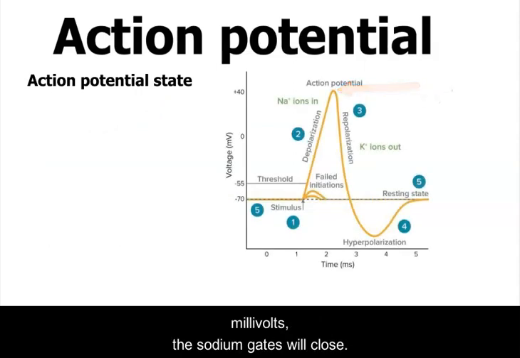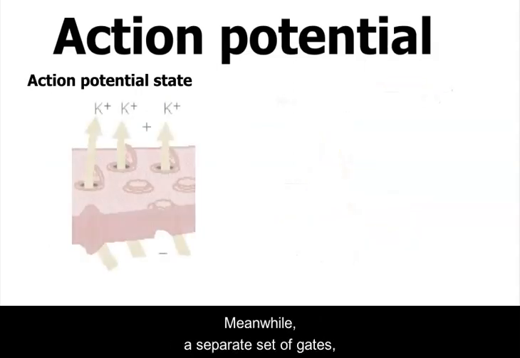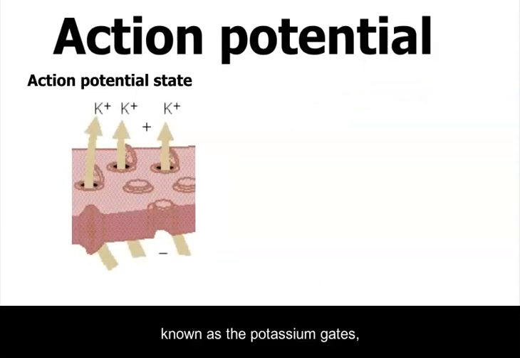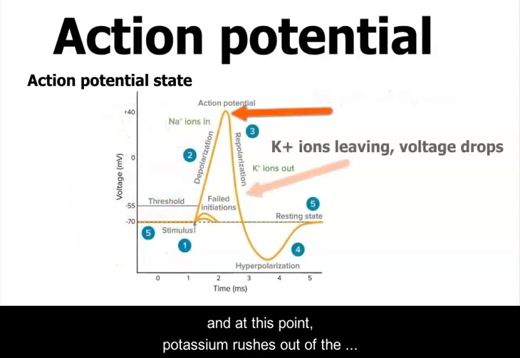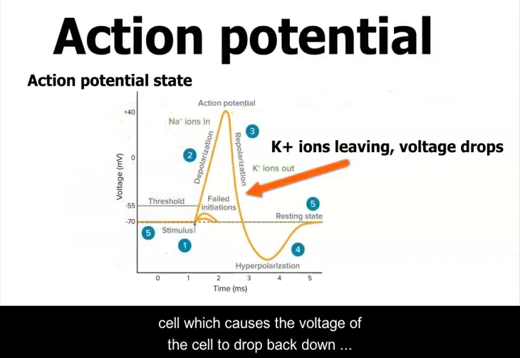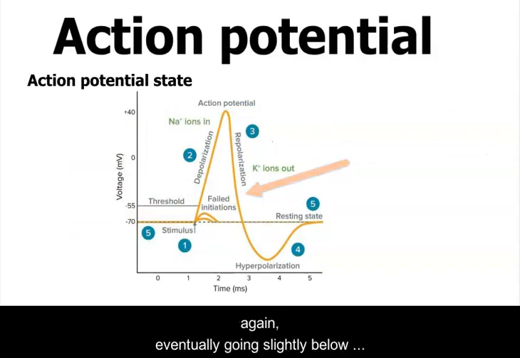At this value of positive 50 millivolts, the sodium gates will close. Meanwhile, a separate set of gates, known as the potassium gates, which allow potassium to pass through, begin to open at about minus 30 millivolts. They are fully opened by positive 50 millivolts, and at this point, potassium rushes out of the cell, which causes the voltage of the cell to drop back down again, eventually going slightly below minus 70 or resting voltage, at which point the potassium gates will close.